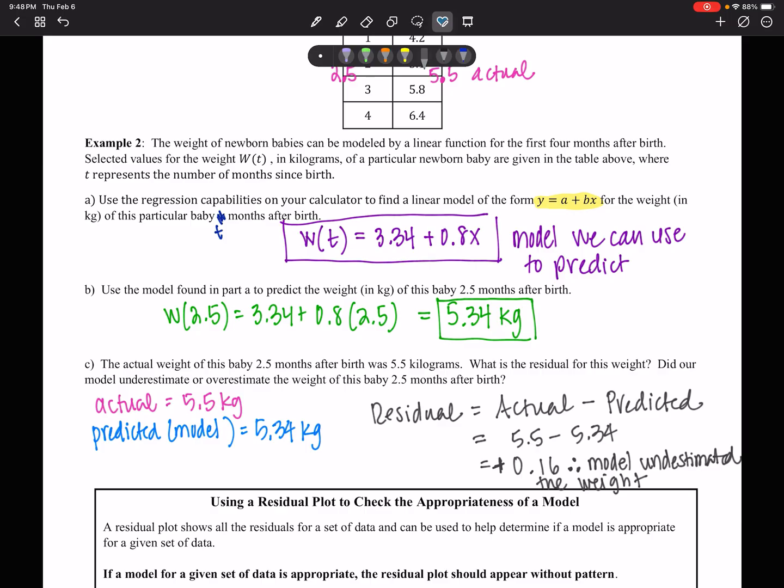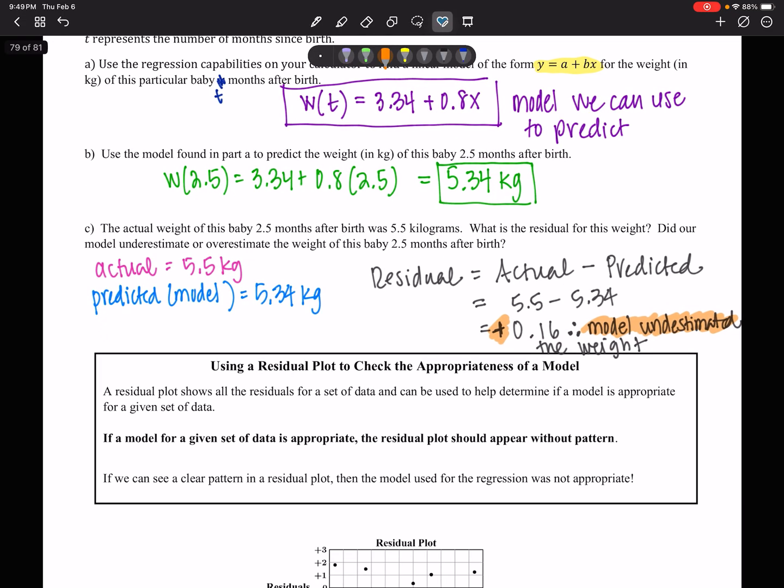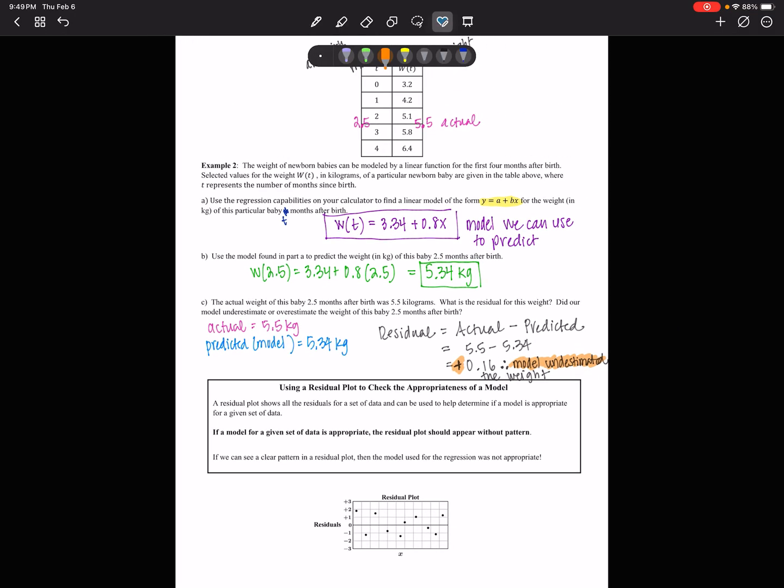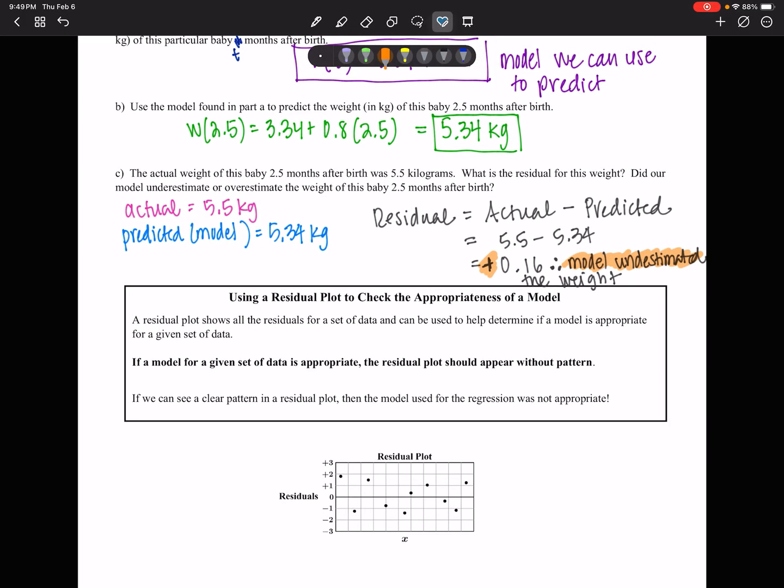And that's underestimated. I'm going to highlight underestimated because the residual value was positive. If the residual value is negative, then the model will overestimate. Model overestimates when the residual is negative and underestimates when the residual is positive. Okay, in the next video, we are going to use a residual plot to check the appropriateness of a model.